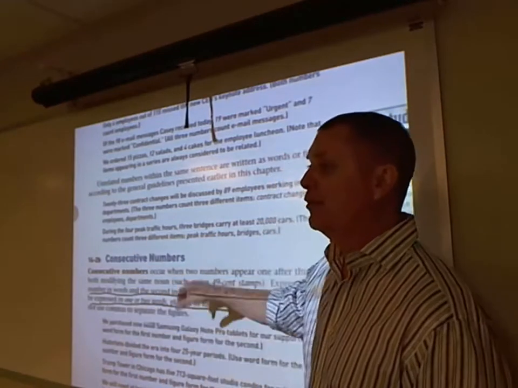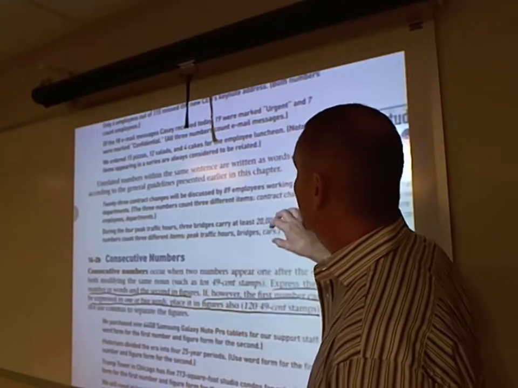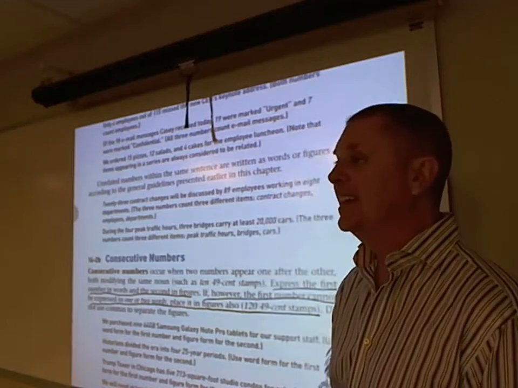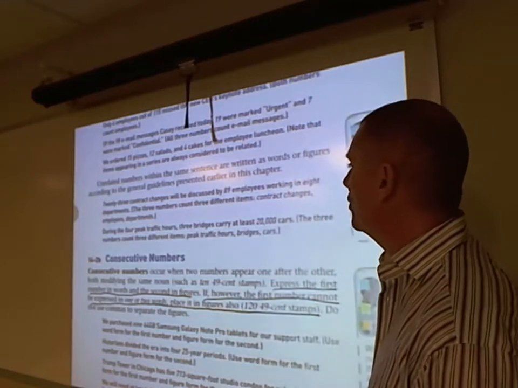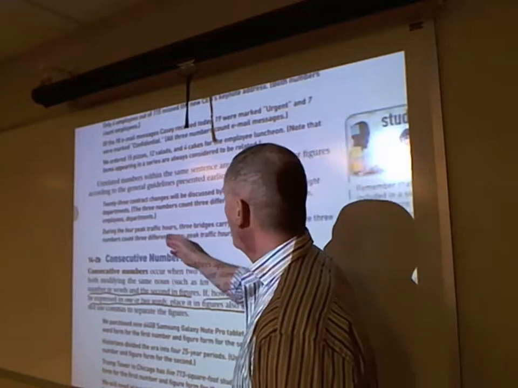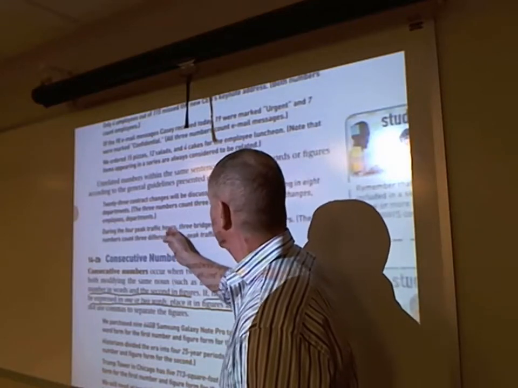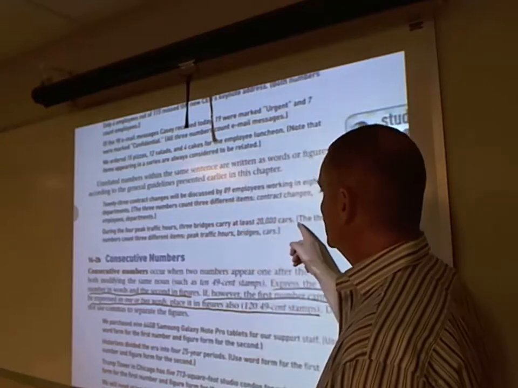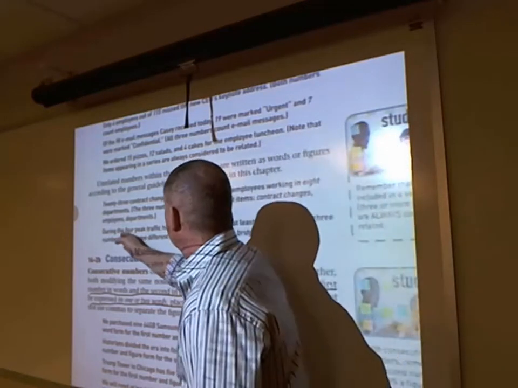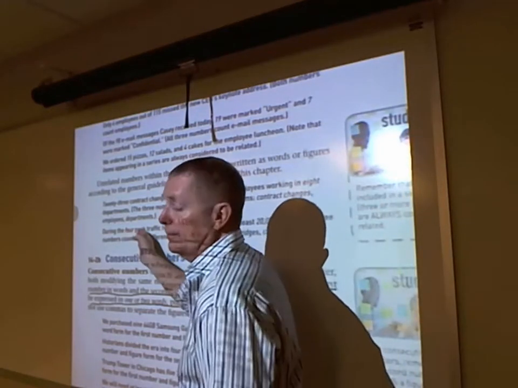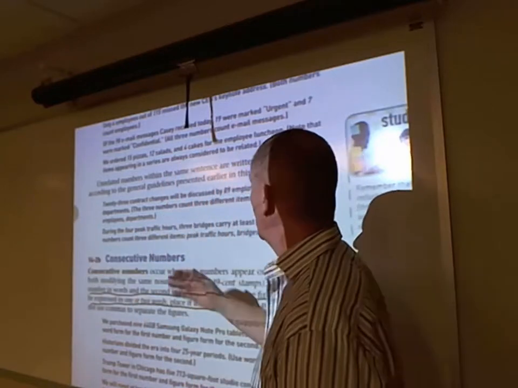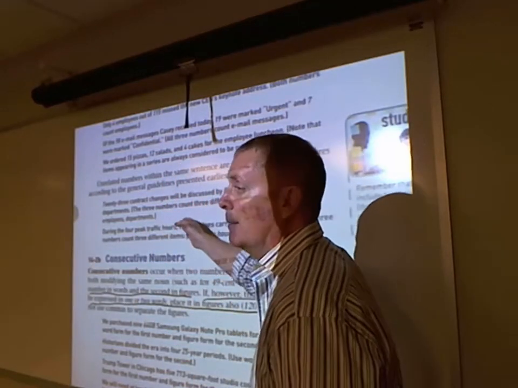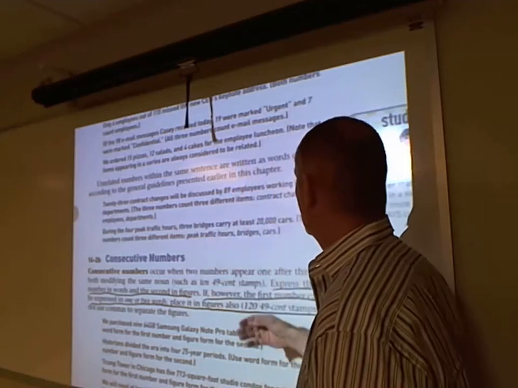During the four peak traffic hours, three bridges carry at least 20,000 cars. Okay, four peak traffic hours, 4 would typically be spelled out as a word. Three bridges, it's under 10, so it'd be spelled out as a word. But the bridges is unrelated to the cars. Three bridges carry at least 20,000 cars. That's clearly above 10, so it would be a figure.